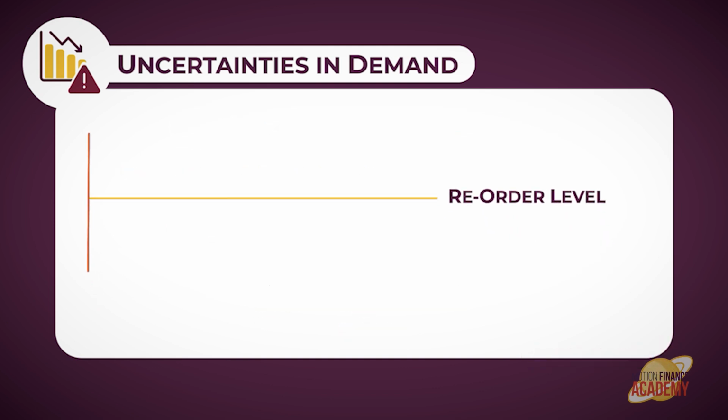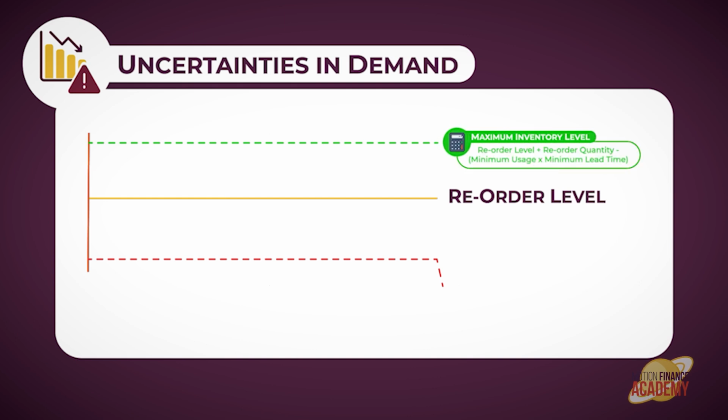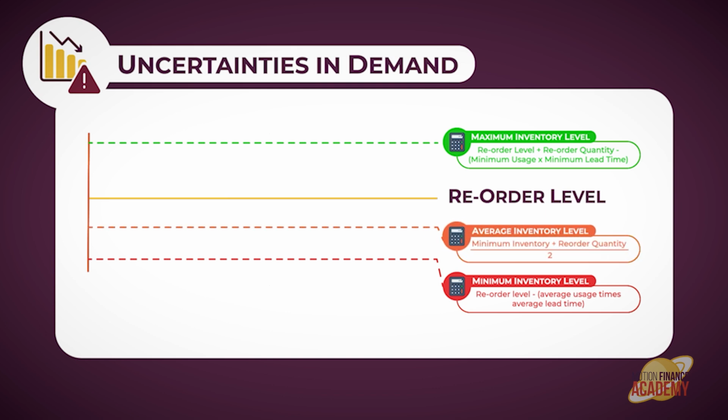Now, using the reorder level, you can also calculate both the maximum and the minimum inventory levels to give a perspective on holding too much or holding too little inventory. The formula for maximum inventory level equals the reorder level plus the reorder quantity minus the minimum usage times the minimum lead time. For minimum inventory level, it's the reorder level minus the average usage times average lead time. Now, lastly, average inventory equals the minimum inventory plus the reorder amount divided by 2.